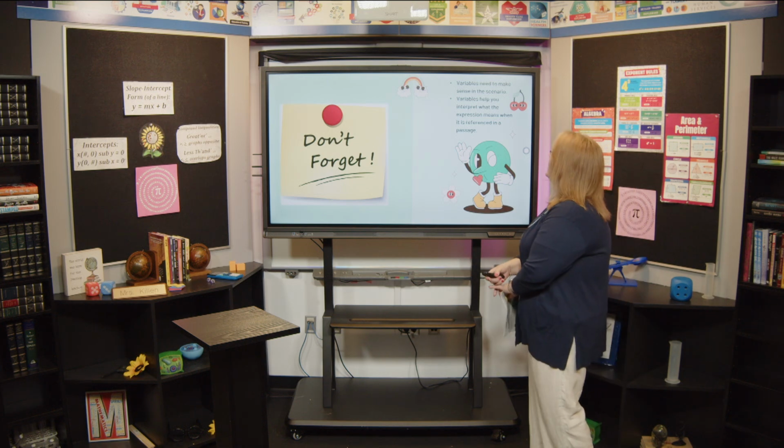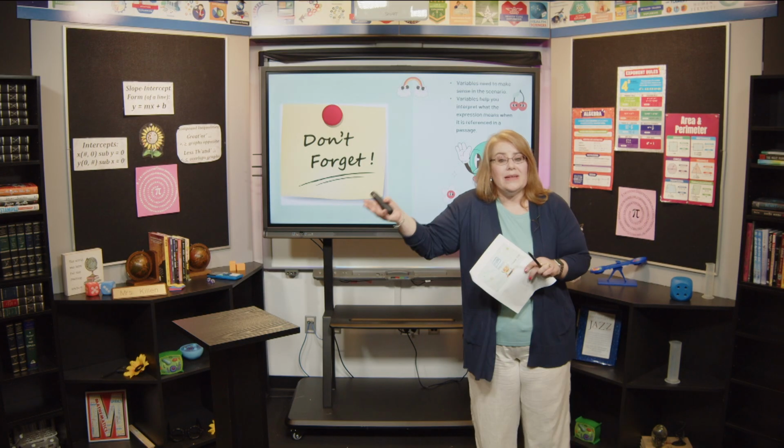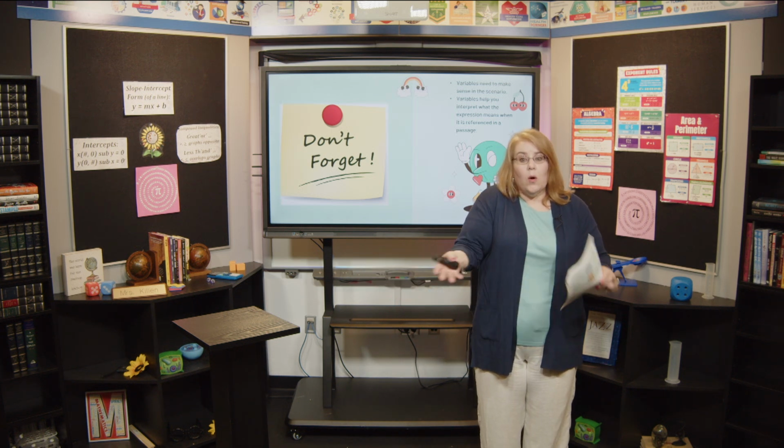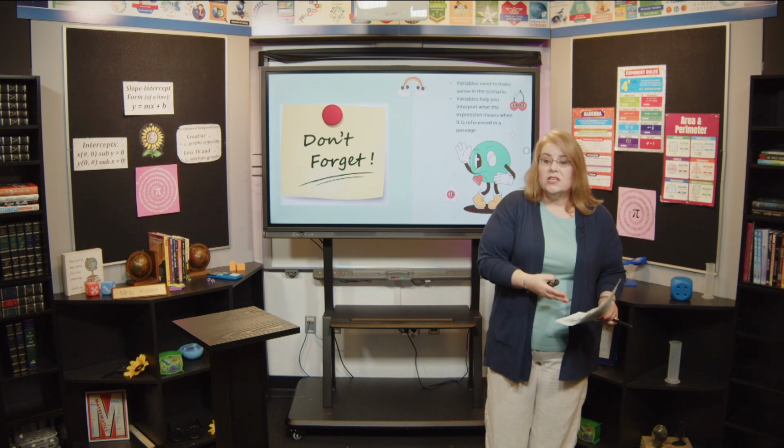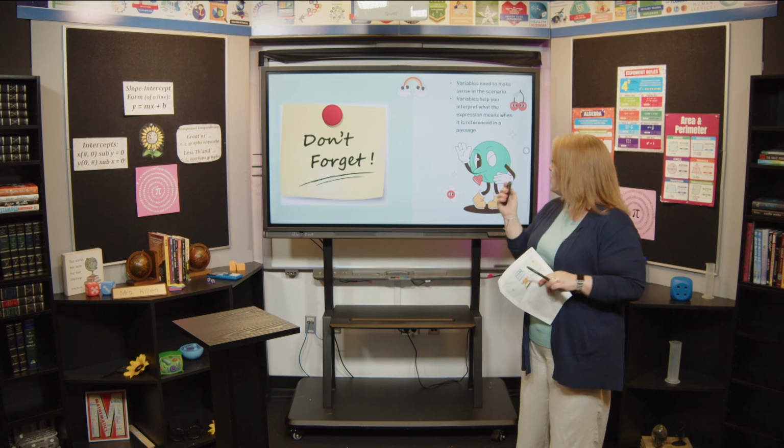I don't want us to forget, variables need to make sense in this scenario. Variables help us interpret what the expression means when we reference back to that passage. If I'm talking about beans, I don't need to use F, or if I'm talking about horses, I don't need to use B. So you want to make sure those variables make sense inside of that passage.